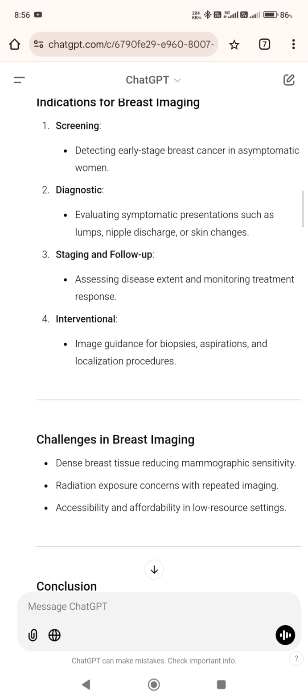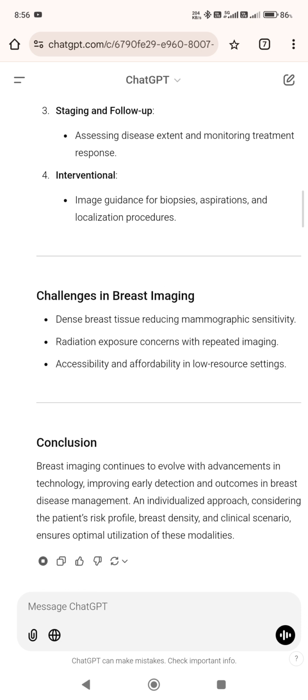Challenges in breast imaging: dense breast tissue reducing mammographic sensitivity, radiation exposure concerns with repeated imaging, accessibility and affordability in low resource settings. Conclusion: breast imaging continues to evolve with advancements in technology, improving early detection and outcomes in breast disease management. An individualized approach, considering the patient's risk profile, breast density, and clinical scenario, ensures optimal utilization of these modalities.